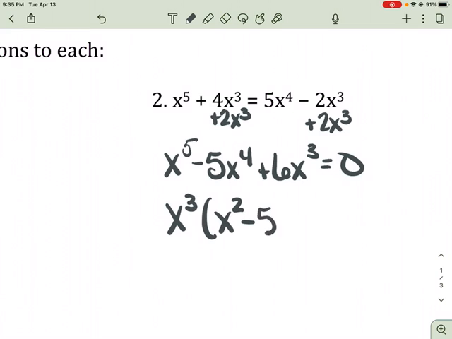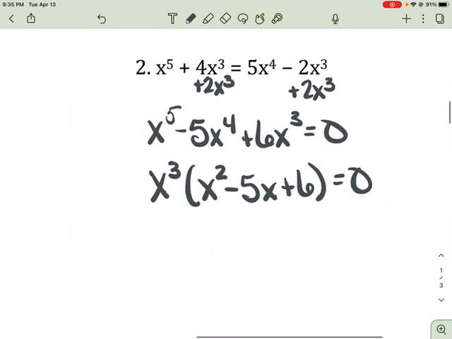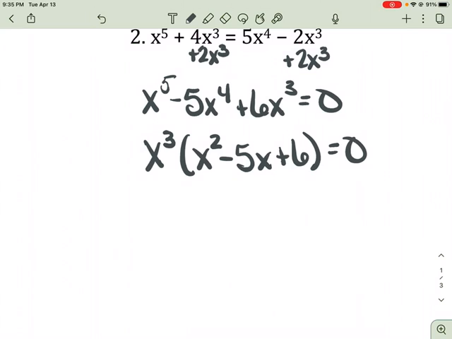So x squared minus 5x plus 6 is equal to 0. And now it's a squared. Squared means I can try and factor. There are factors of positive 6 that add up to negative 5. That's going to be negative 3 and negative 2.